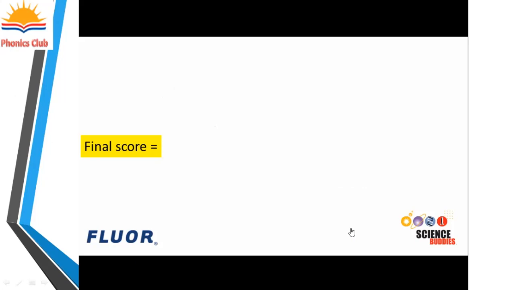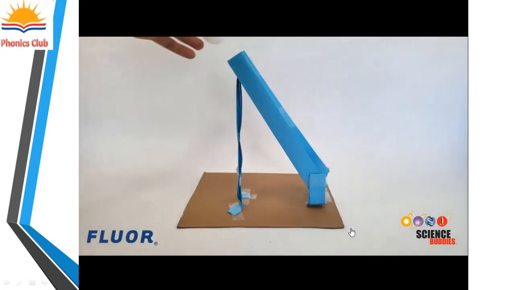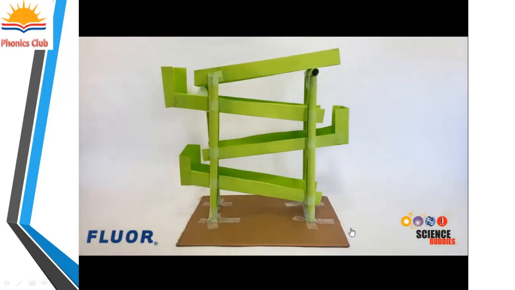The final score equals 4 times the number of seconds it takes the ball to travel from the entrance to the exit of your ball run, minus the number of sheets of paper you used. Again, remember this is rounded up to the nearest whole sheet. This means that while you can improve your score by making the ball take longer, you should also avoid wasting paper. You can improve your ball run and try as many times as you'd like to achieve a high score, but you can only submit 1 score per team.